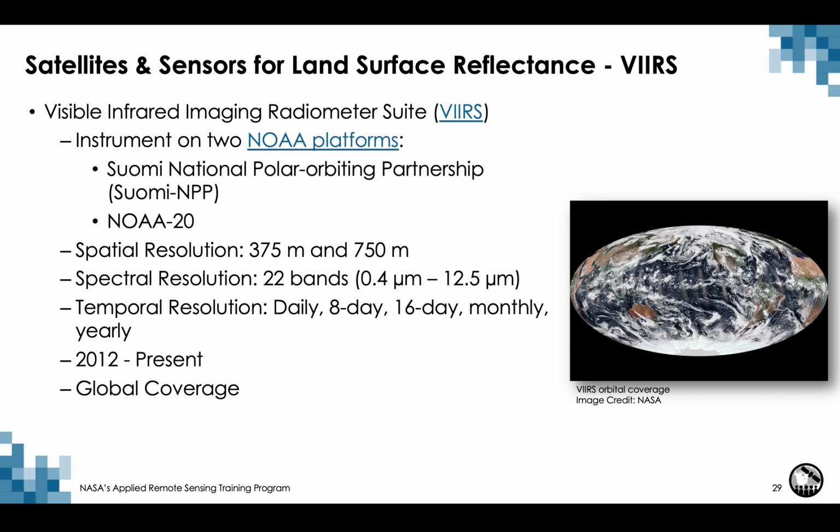The VIIRS instrument provides 22 spectral bands at 2 spatial resolutions, 375 meters and 750 meters, which are resampled to 500 meters, 1 kilometer, and 0.05 degrees as NASA data products to promote consistency with the MODIS heritage. Unlike MODIS, VIIRS maintains a uniform pixel size across the scan by resampling. Imagery has been collected from 2012 to the present.